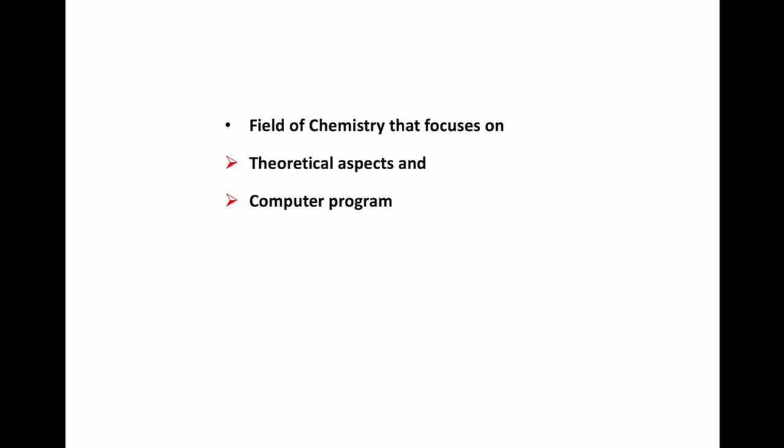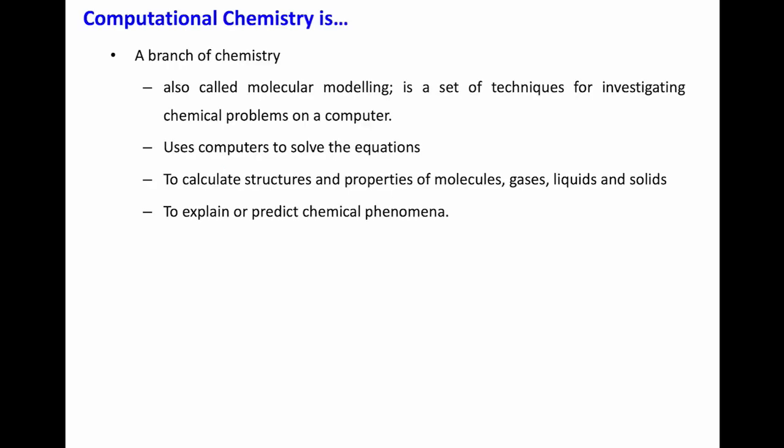Computational chemistry is a field of chemistry that focuses on theoretical aspects and computer programs. It's a branch of chemistry that uses computers to generate information that is complementary to experimental data on the structures, properties, and reactions of substances. Computational chemistry is otherwise called molecular modeling because it is a set of techniques for investigating chemical problems on a computer.